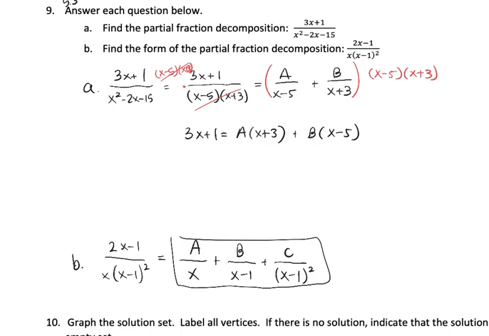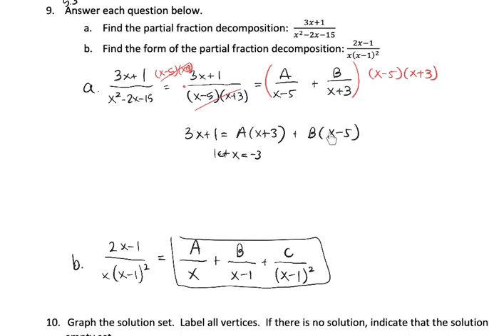So if I want to solve for b, then somehow I need to get rid of a, and we can do that by letting x equal negative 3. Because negative 3 plus 3 is 0, 0 times a is 0. So I'm going to let x equal negative 3.